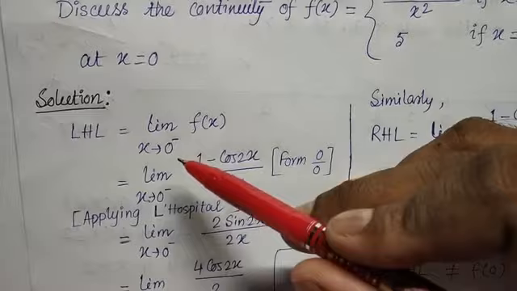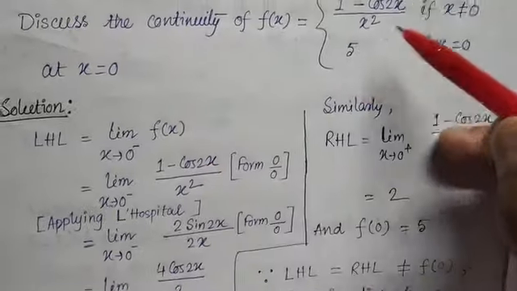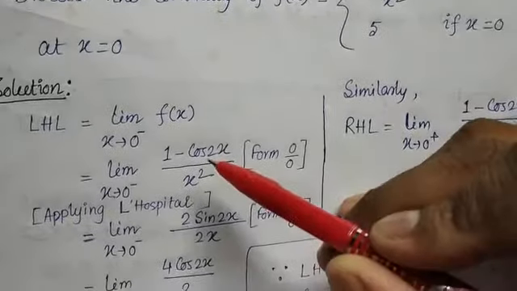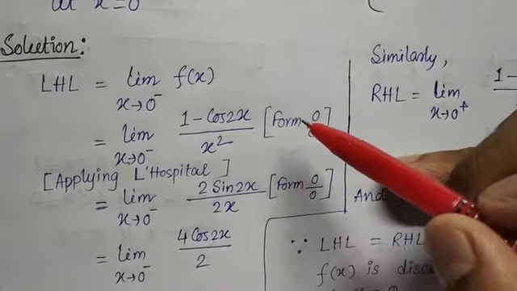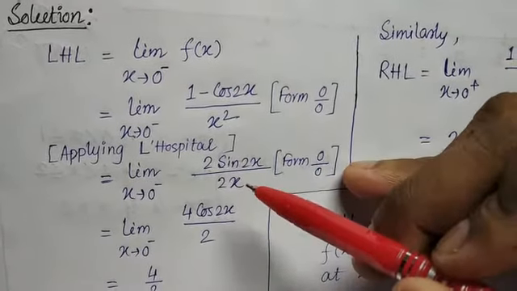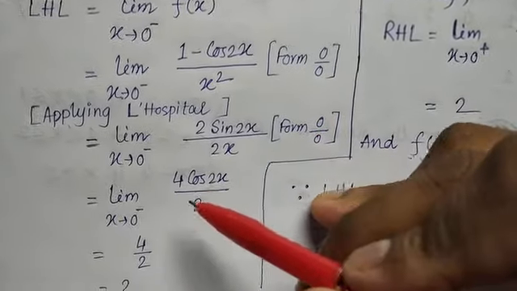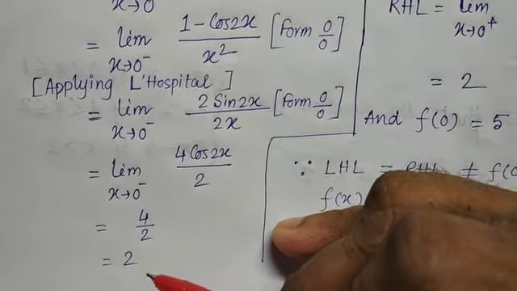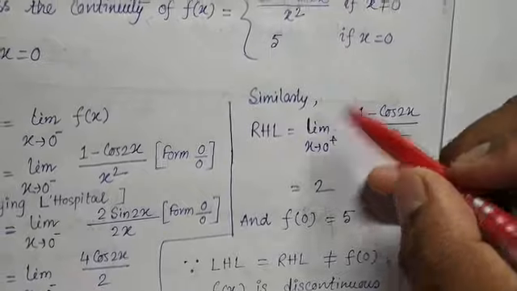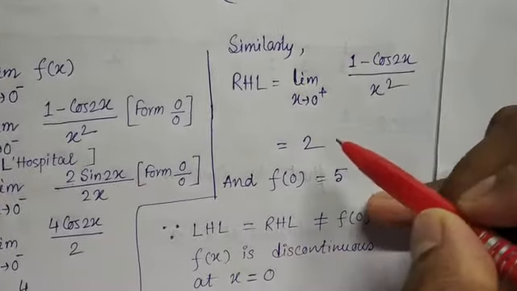Now the limit as x tends to 0 minus of f(x) means x less than 0, means x not equal to 0, so the function was given. Substitute the value. Now this is the form of 0 by 0. That means you have to apply L'Hospital: differentiation of numerator by differentiation of denominator. After simplification again the form is 0 by 0. So after simplification, see the calculation, 2 has come. Similarly RHL, since LHL and RHL are the same function, RHL equal to the same 2.